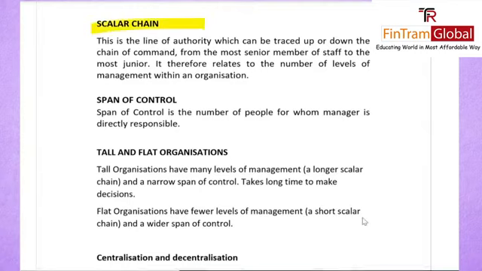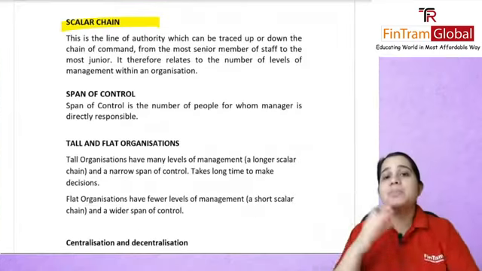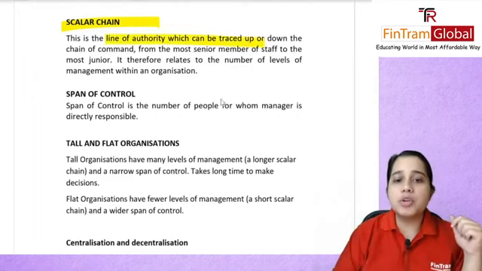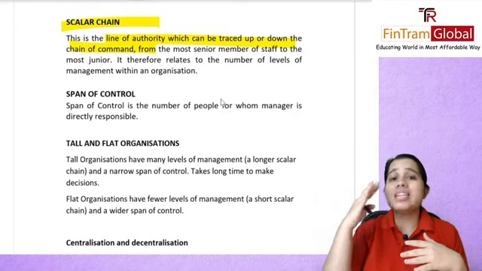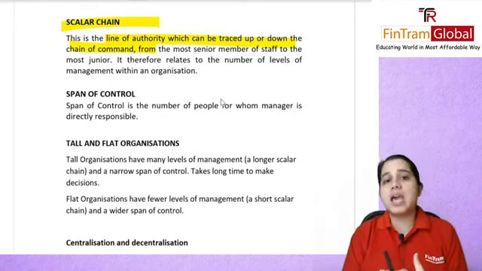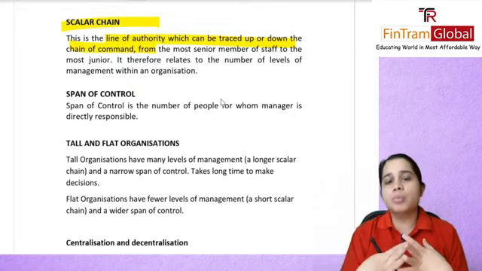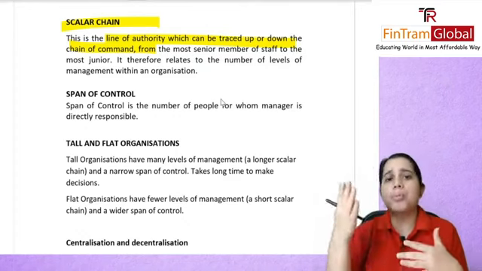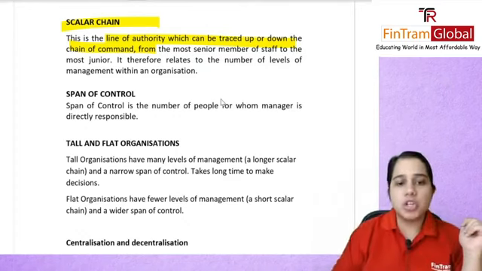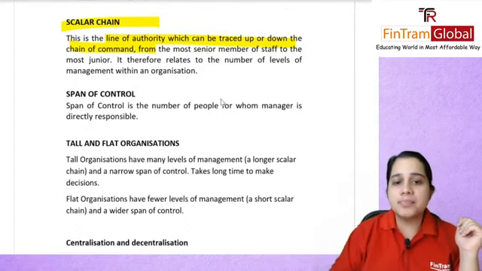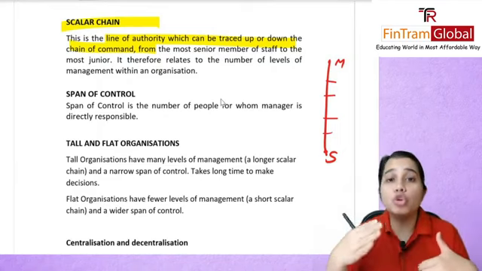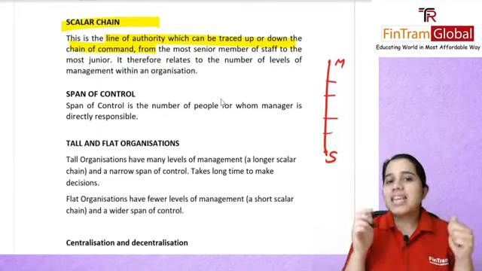Next, we will talk about the scalar chain. Now, what is scalar chain? This is basically a line of communication which is followed. This is the line of authority which can be traced up or down the chain of command, basically from your most senior member to your most junior member. So, if I'm a staff member and I want to communicate to my manager, then I'll probably have to go through a chain, right? I'll go to my supervisor, he'll go to my AM, and then probably the manager. That is known as your scalar chain. It refers to the number of levels of management within an organization. So if I'm a staff member here and this is the manager, there will be so many levels that I probably have to go through in order to communicate to that person. So that is your scalar chain.